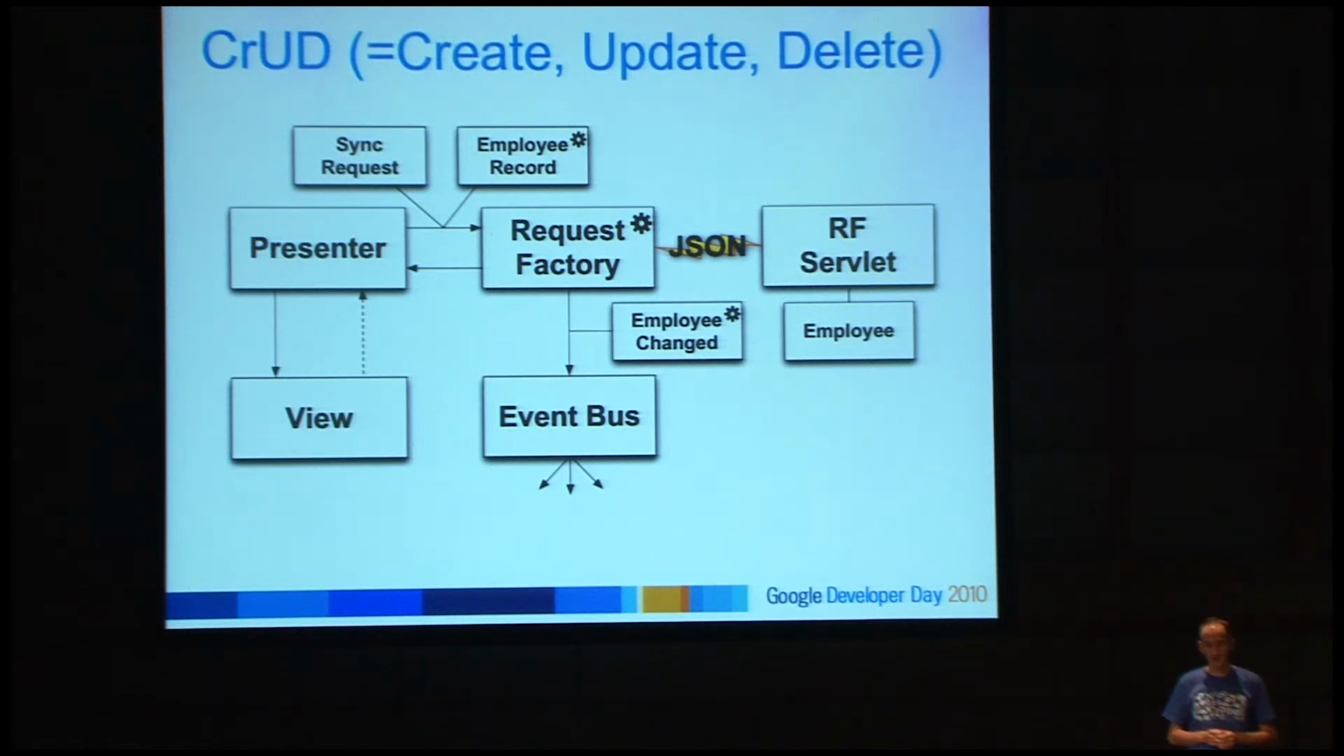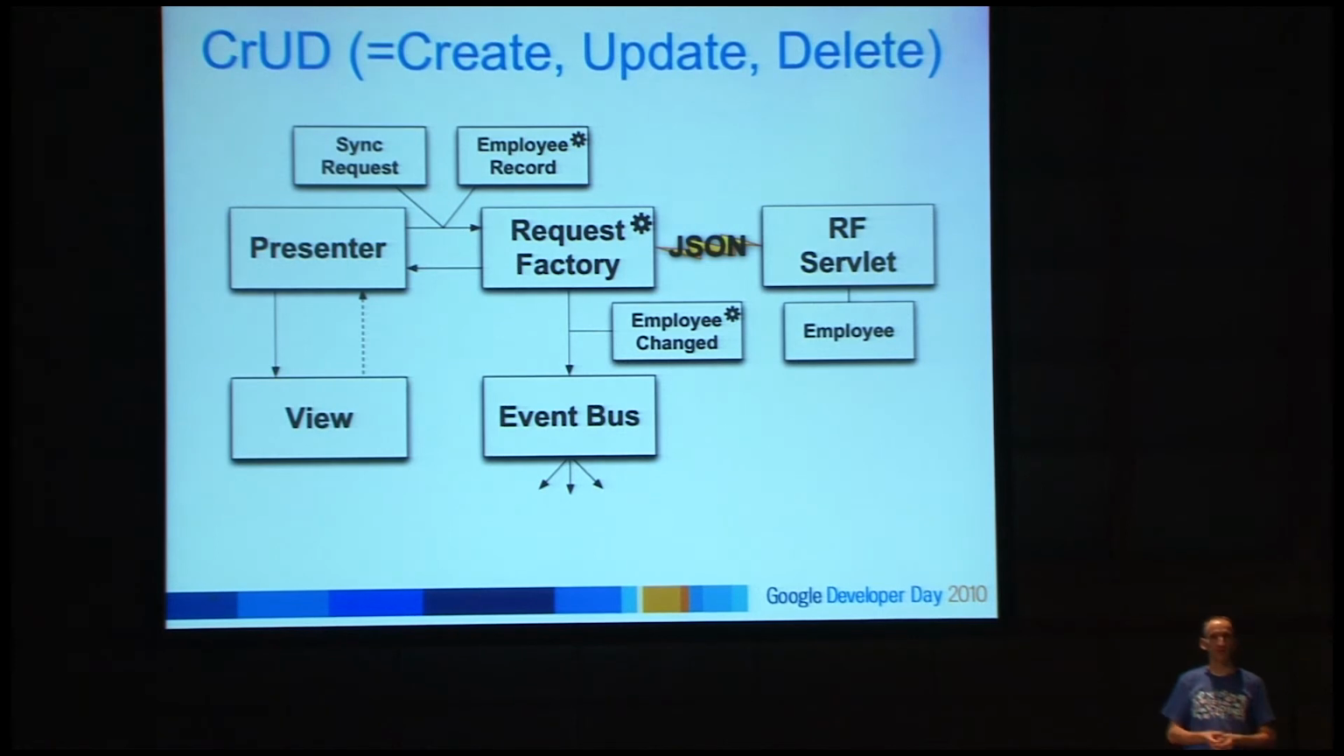In the case of success, the result comes back from the servlet to the request factory, and automatically a new event is generated, an employee changed event. This code is also automatically generated, and this event is sent to the event bus. The event bus delivers the change event to anyone who's interested in the application. That includes the presenter who originally initiated the change. It also includes other parts of the application that may be interested.